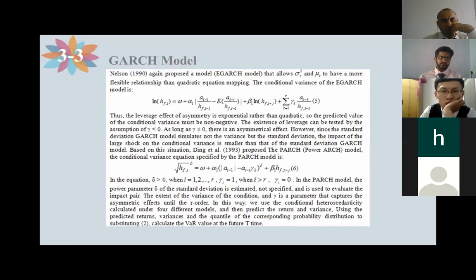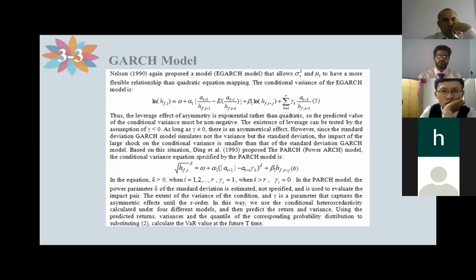Otherwise, I equals 0. And in the 1990s, we proposed another GARCH model that allows sigma squared and mu to have a more flexible relationship. The equation is shown in equation 5. In 1993, we proposed a new GARCH model, which is more suitable for the deviation. It's the PARCH model, and the variance equation of the PARCH model is shown in equation 6.